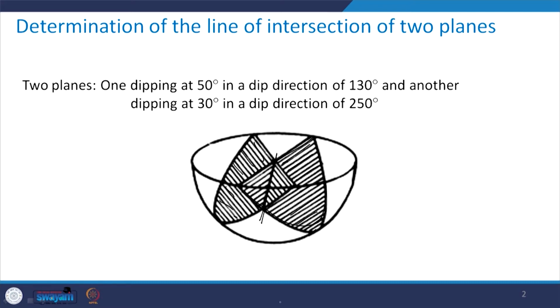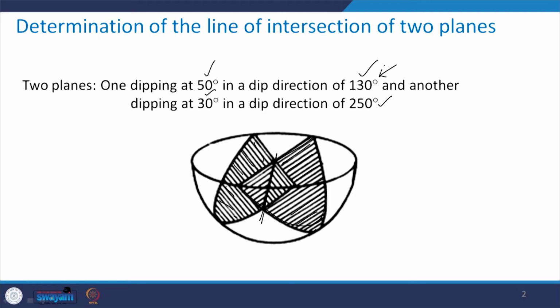So, there are two planes which are given. One is dipping at 50 degree with a dip direction of 130 degree, and another one has a dip of 30 degree and a dip direction of 250 degree. The first plane, dipping at 50 degree in a dip direction of 130 degree, we have already seen in the previous class. Today we will plot this additional plane in that same figure, and then see how we can determine the line of intersection.